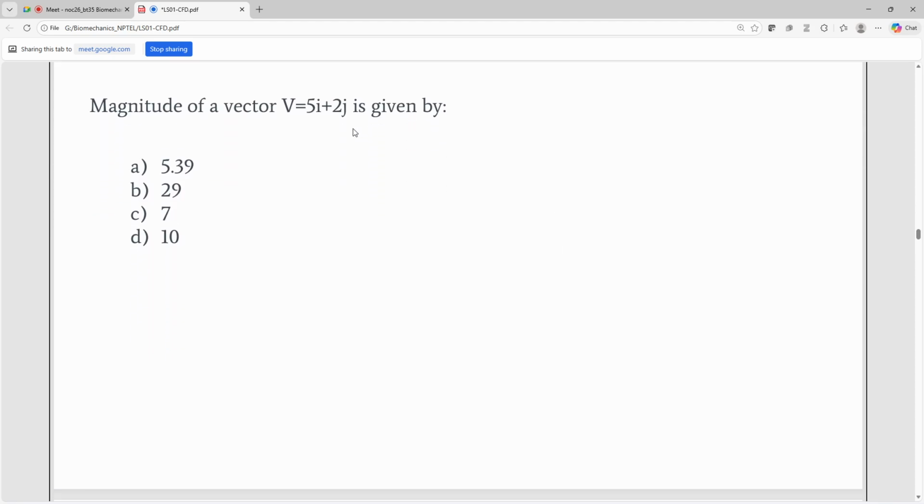Next question, magnitude of a vector v is equal to 5i plus 2j is given by. So here is a vector v with its components 5i plus 2j. What is the magnitude of the vector? That's the question. Options are A 5.39, option B 29, option C 7, option D 10. So what is the magnitude of the vector?